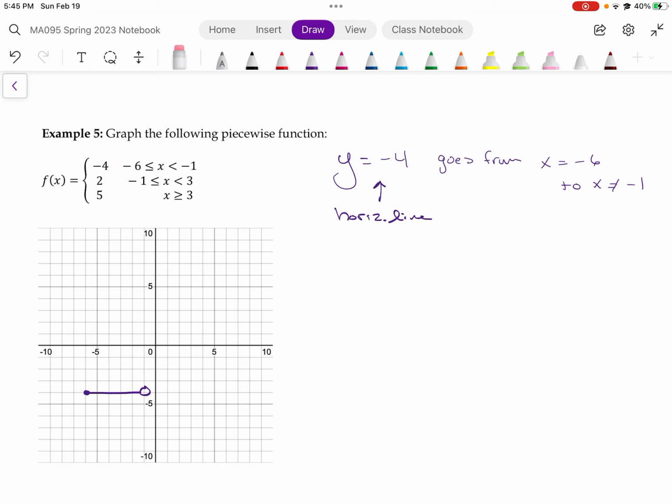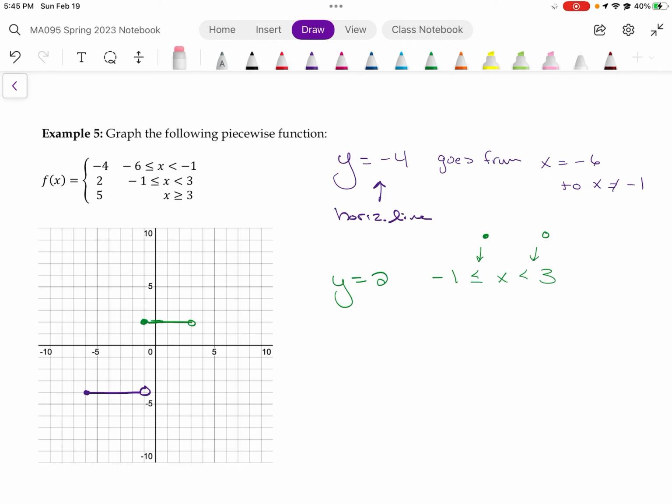All right, next we've got y equals 2, when we're between -1 and 3. I'm going to do it the right way. So remember, this means there's going to be a closed dot here, and this means there's going to be an open dot. So at -1, there's going to be a closed dot, and at 3, there's going to be an open dot. And where is it going to be? Well, it's going to be at y equals 2 here. So I've got closed dot, open dot, and a line in between. That's the line y equals 2.